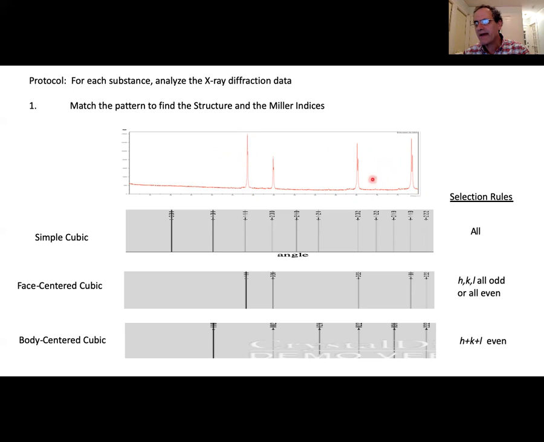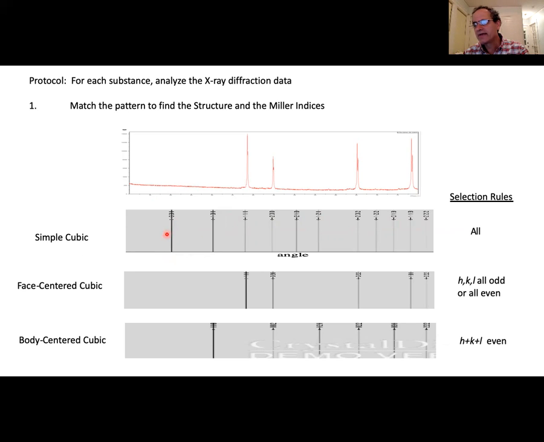Now, we can use this pattern of lines to do a couple of things. And one thing we can do is figure out the structure, okay? So, for example, if we were looking at a simple cubic structure, then every time we had a set of planes with a different Miller index, we would expect to see diffraction from that Miller index. And so we should get a pattern of lines that looks like this. We don't need to know anything more about the material than that it's simple cubic to know that the pattern of lines should look like this, okay?